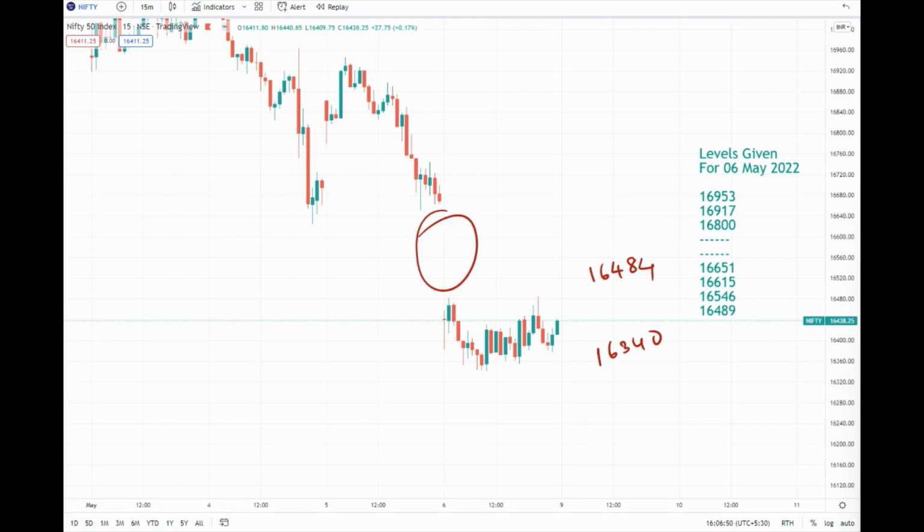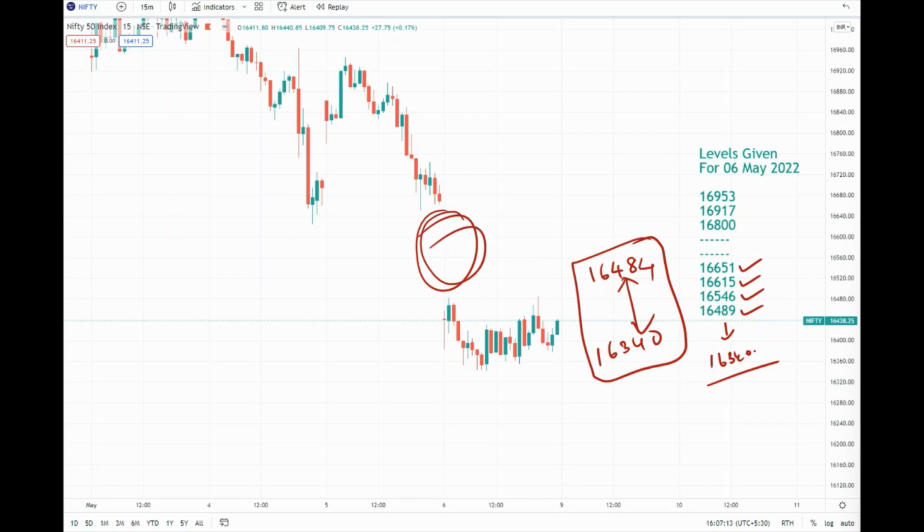But the levels given were of help. The range made for the last trading session is 16,481 on the upside and 16,340 on the downside. Within this range, 16,651, 615, 16,546 and 16,489 are met, and the market went further down till 16,340, and within the gap all the levels and the three levels on the downside got met.